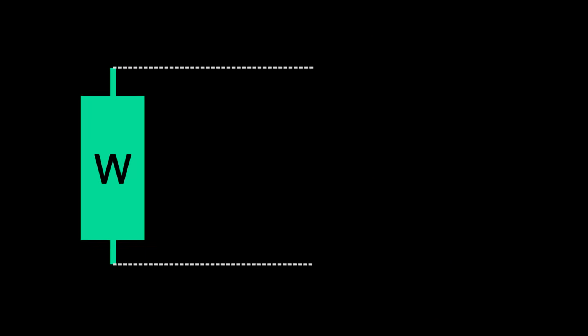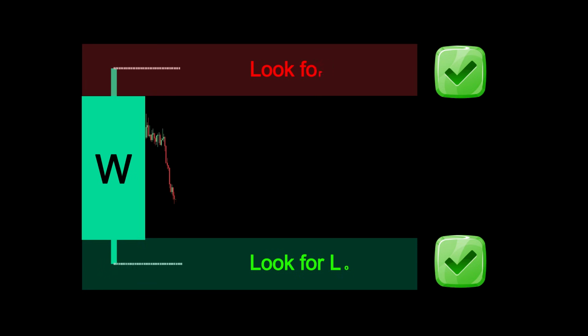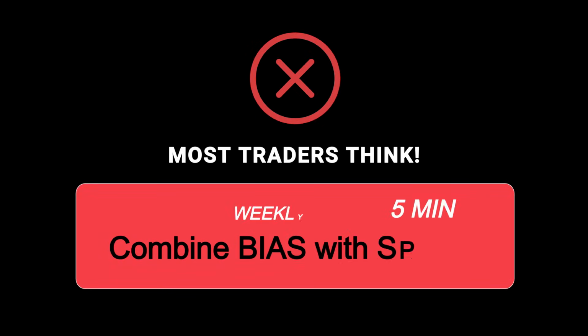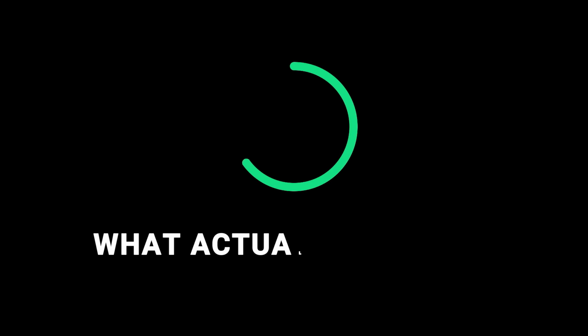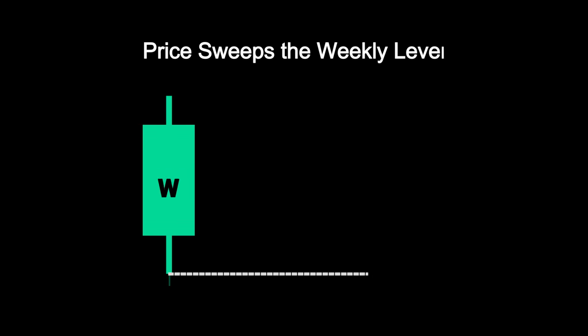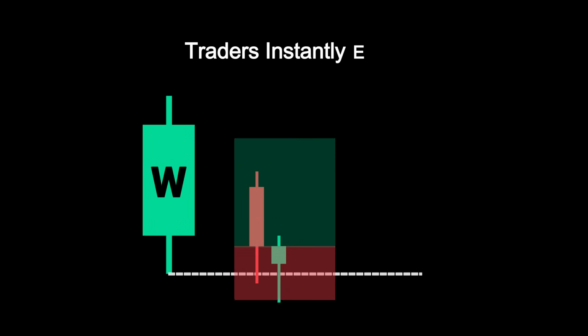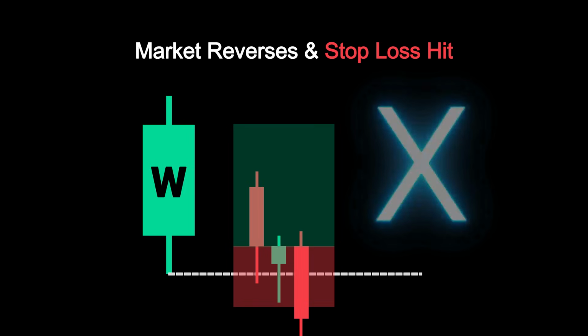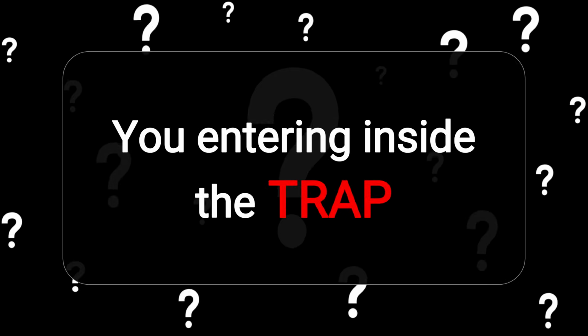The weekly candle gives you direction. The 5-minute chart gives you speed. So most traders think if I just combine them, I should win. But what actually happens? Price sweeps the weekly level. Traders instantly enter. The market reverses and your stop loss is hit. It looks right, but it's still wrong. Why? Because you're entering inside the trap.